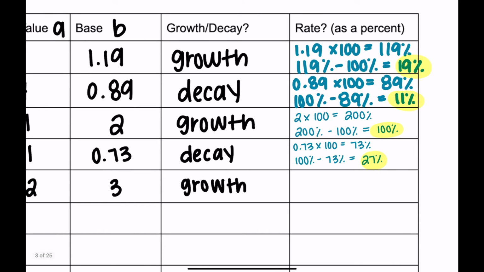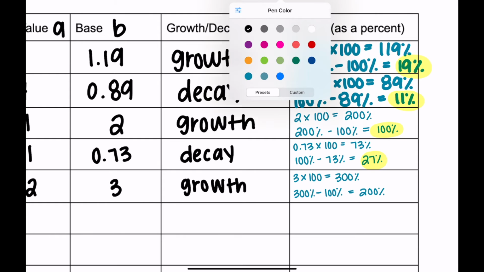So again, 3, that's our base, but that does not represent 3%. We have to change it to a percent. So we're going to take our base, 3, and multiply it by 100 to get our percentage, which would be 300%. Now we have to say how much greater than 100 is that. So we would say 300 minus 100 and get a growth rate of 200%. That means that this function is increasing by 200%.